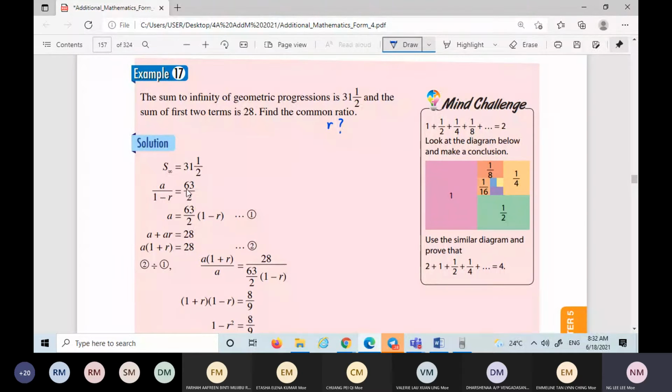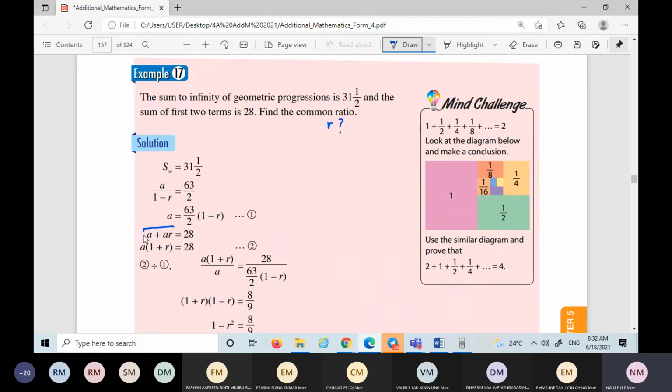Okay, so this is the first equation you can get. Just put in the S infinity formula, A over 1 minus R, equals to this, and then you move the 1 minus R to this side, so your A is this. The other piece of information: the sum of the first two terms is this.